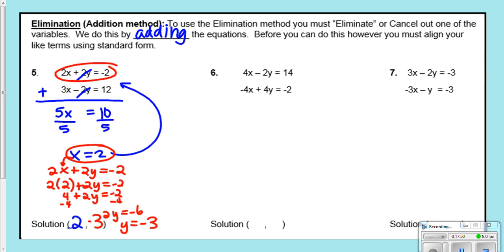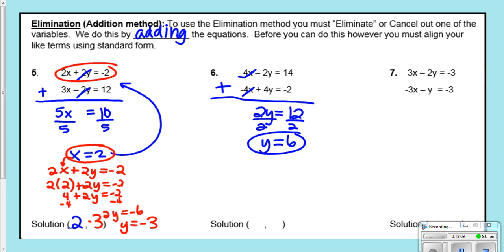Again, they're both in standard form. They're all nice and lined up for me, so I'm just going to add those 2 together. Well, 4x and negative 4x, those are going to cancel. Negative 2y and 4y, that's positive 2y. 14 and negative 2, that's going to give me 12. Divide by 2, I know that y is 6 right off the bat. Already got part of my answer. I can go put it down in the bottom.